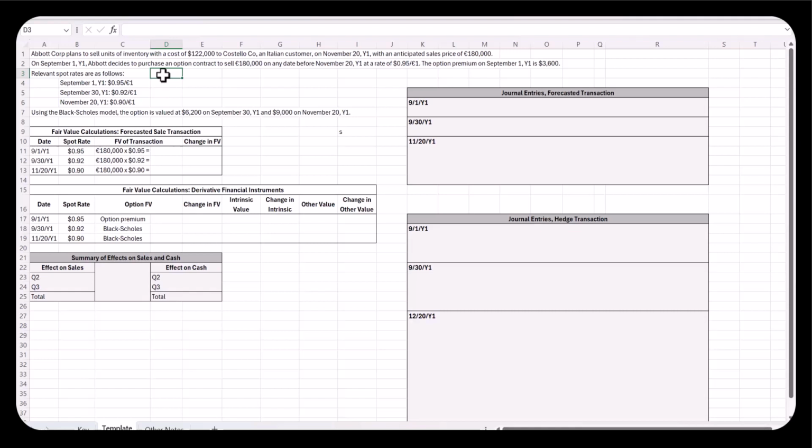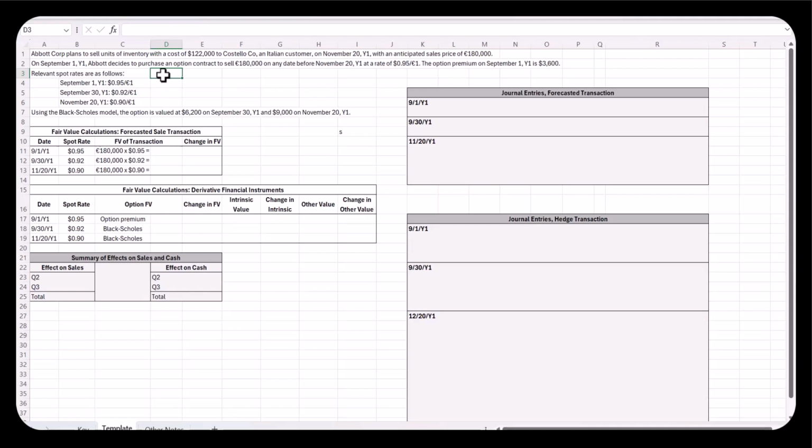Then we've got some information about spot rates on the date that they enter into this option contract, September 1st, also at the end of the third quarter, September 30th, and then on the date of the actual sale on November 20th. We also have some information about the value of the option.